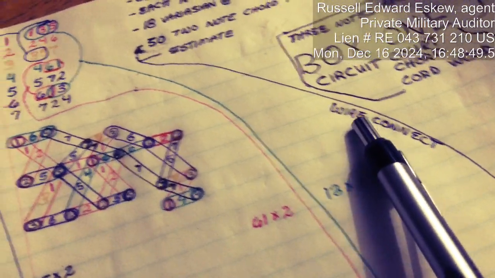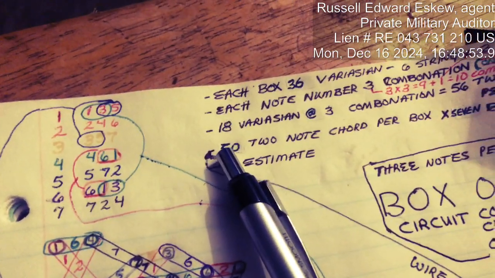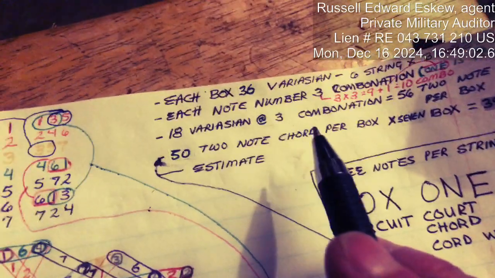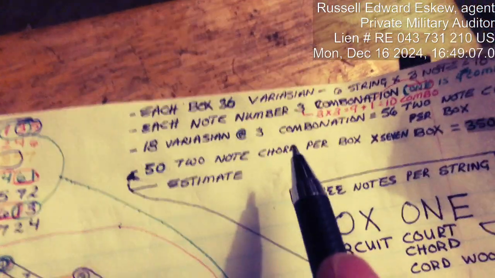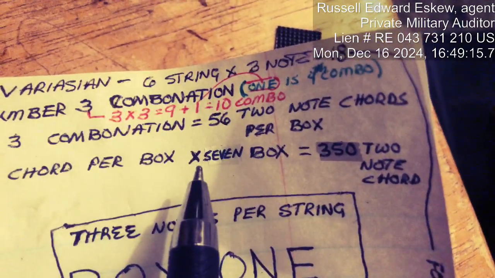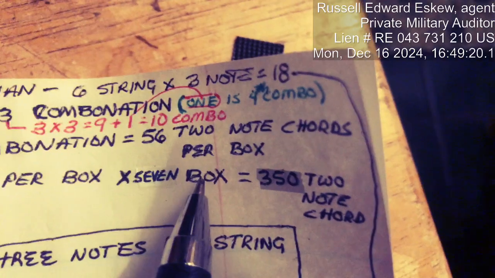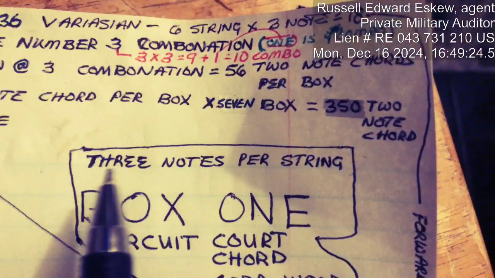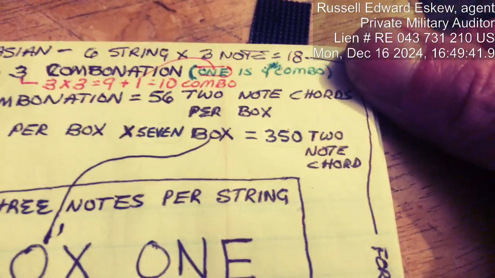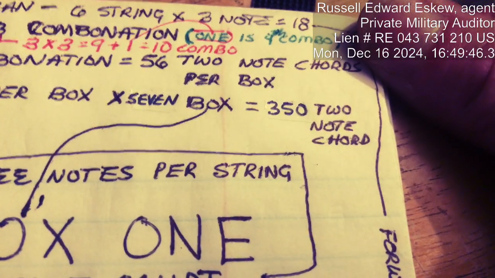Now here's another wire. So there's a wire connect. There are 52 two-note chords. Just eliminated the S for less confusion, less letters. There are 52 two-note chords per box, times 7 boxes, that would be 3-note-per-string boxes. So the word box here is also connected to the word box there. There's a connection. That equals a total of 350 two-note chords. There are a total of 350 two-note chords.